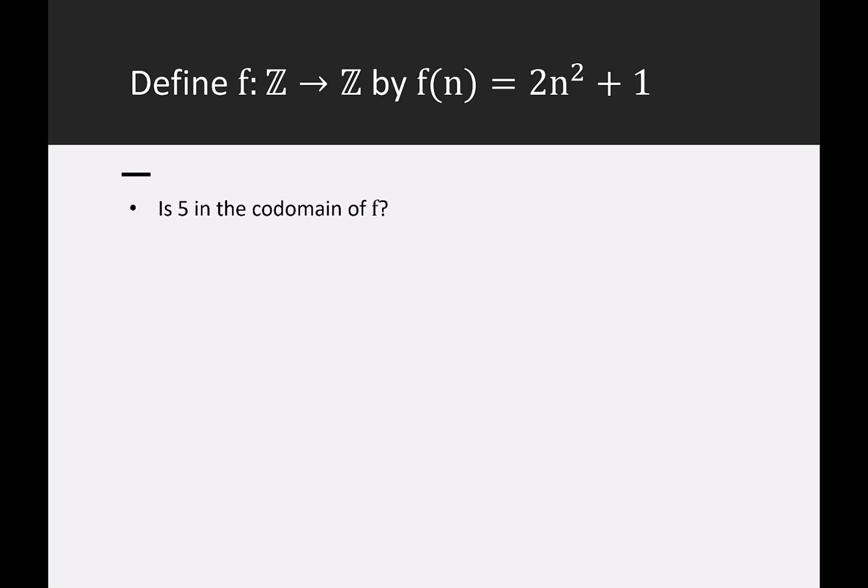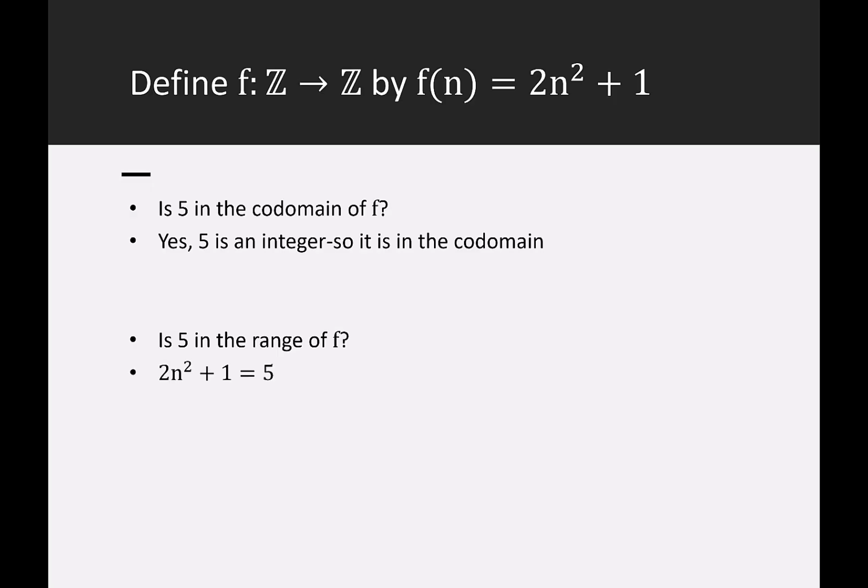So let's try that one more time, but let's switch our number. I'm going to look to see if 5 is in the codomain of f. Just like last time, I look at 5. 5 is an integer, so that says 5 is in the codomain. So we ask the harder question of, is 5 in the range of f? Just like last time, we're going to set 2n squared plus 1 equal to this value of 5. I'll move the 1 over to get 2n squared is 4.